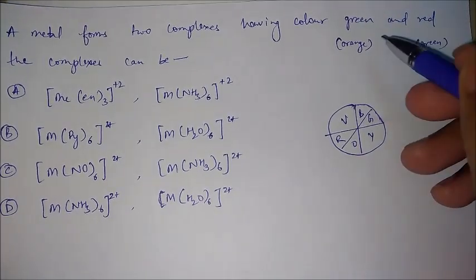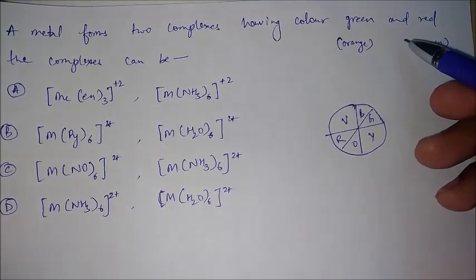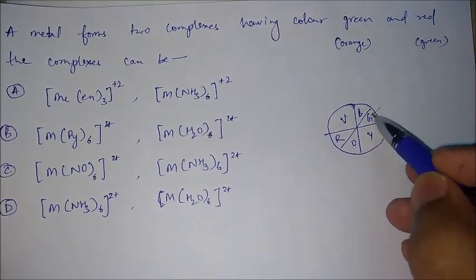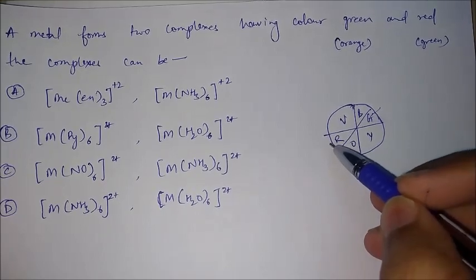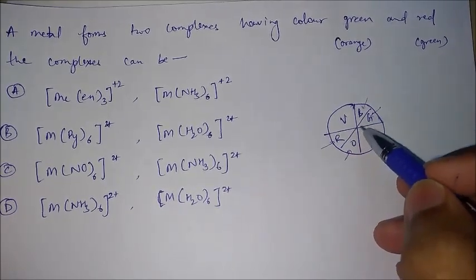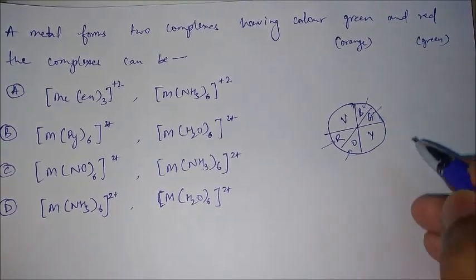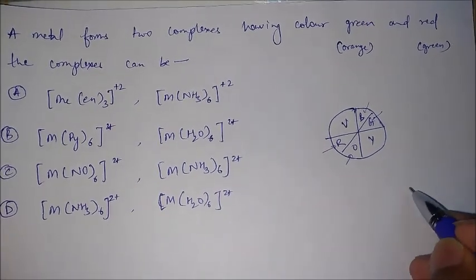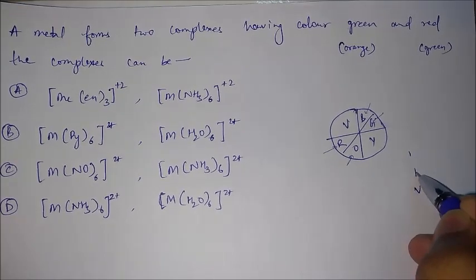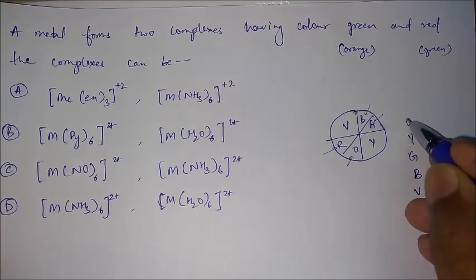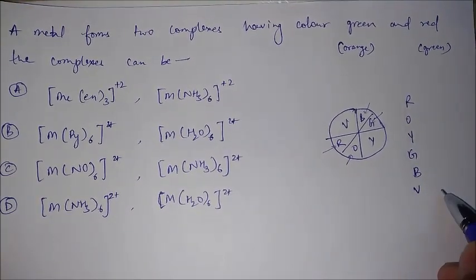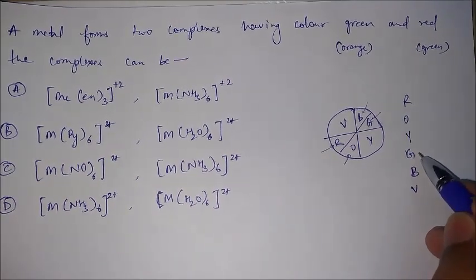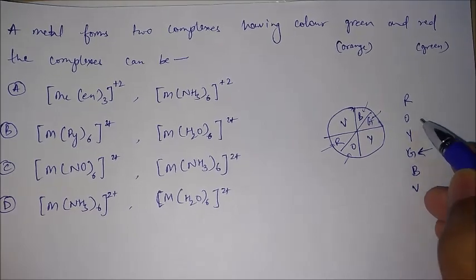So first of all, understand which color the complex is absorbing. If it looks like green, then it is absorbing orange. If it looks like red, then it is absorbing blue. Now just quickly draw the pattern of the colors in the form of wavelength. VBGYOR. Here the wavelength is least and here the wavelength is most. So we have to focus on this green one and the orange one.